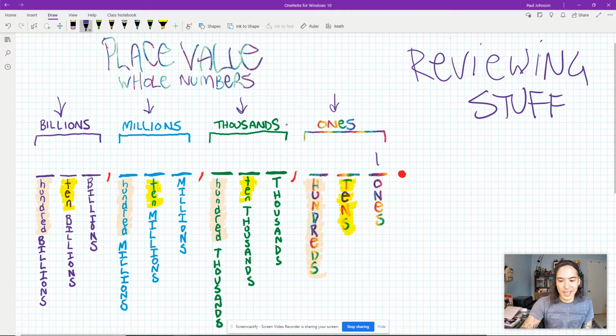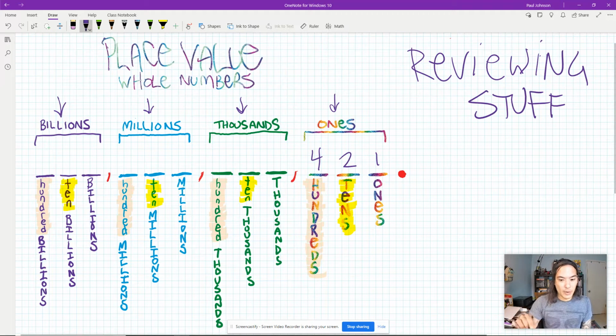I just have to say 1, or let's say instead I had a 2 in the tens place, and then I have a 1 in the ones place. Now I say 21, right? Let's say I have a 4 in the hundreds place, and then a 2 in the tens place, and then a 1 in the ones place. Now I just read that as that 3-digit number, 421.